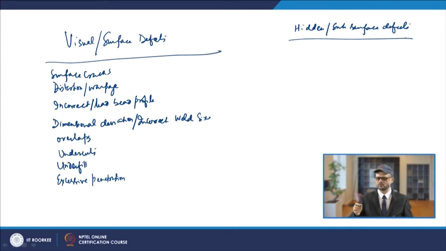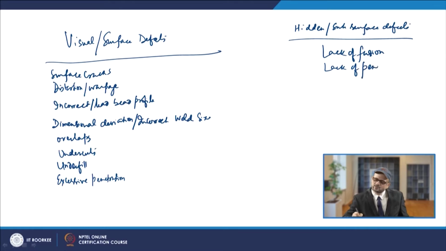If you talk about the hidden or subsurface defects, in these cases we have lack of fusion. This can be a defect under hidden or subsurface, because the fusion is not proper, and inside you cannot see it visibly from outside. Lack of fusion is a defect, or lack of penetration. It has not penetrated inside and you are not able to see it from outside.